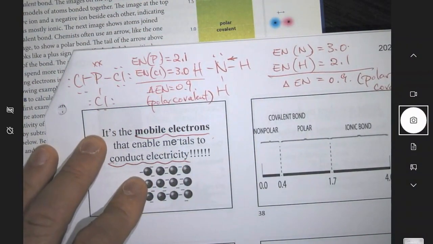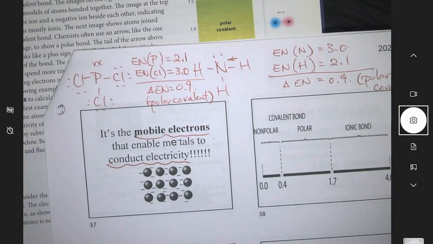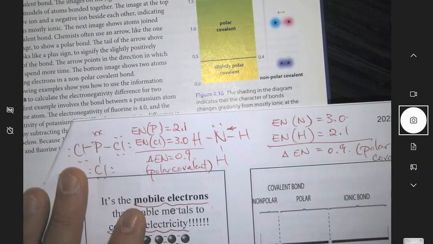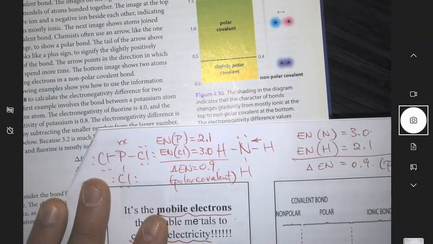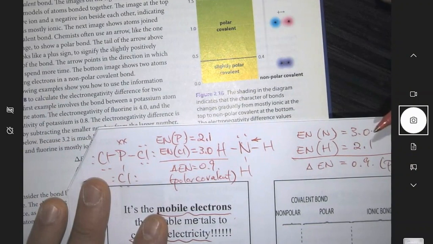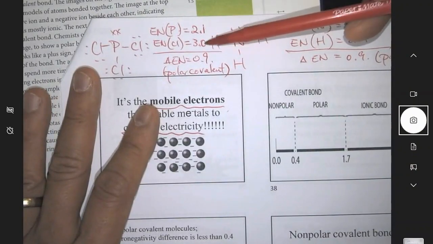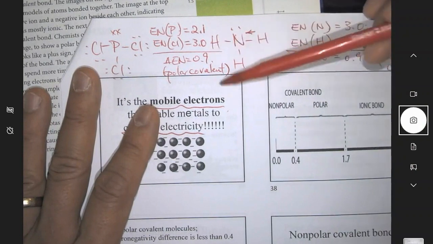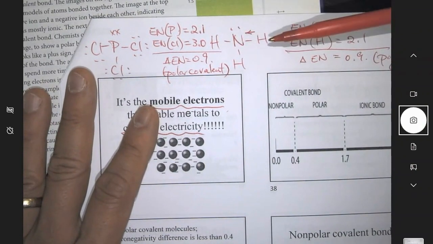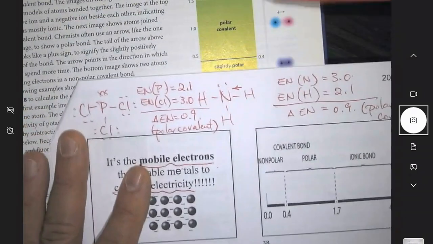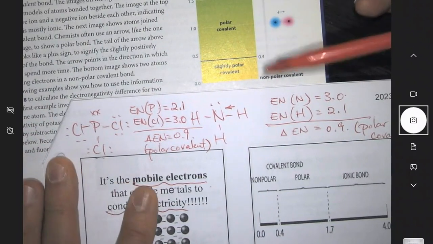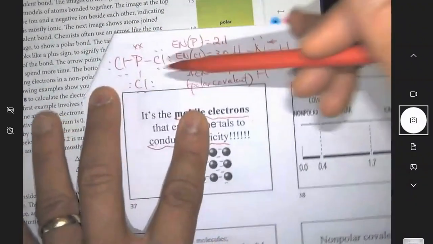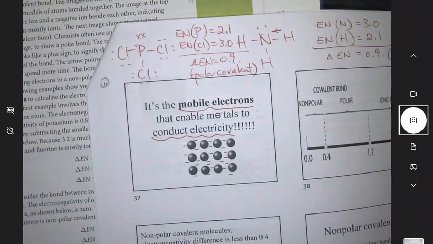Isn't it negative 0.9 when you subtract 3 from 2.1? Yeah, this scale here is absolute value, so you don't do the sign. It's just the absolute value difference. So whether it's 3.0 minus 2.1 or 2.1 minus 3.0, we're only looking at the absolute value. The scale doesn't provide the negative. So in this case, it is a polar covalent bond between the phosphorus and chlorine.